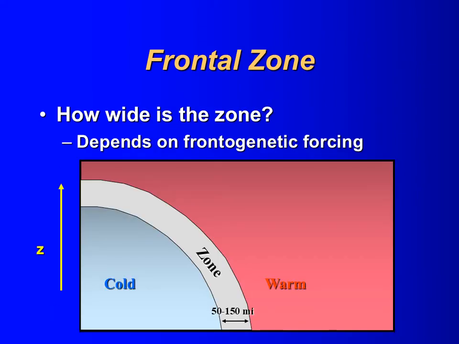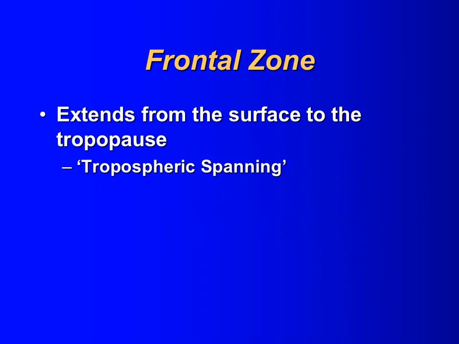How wide is the zone? Well, it depends upon what's forcing the zone, or forcing the front, what's making the front go. Some fronts have stronger forcing, and as a result, the zone is a lot narrower. If the frontogenetic forcing is weaker, then the zone may be wider. But on average, they range from 50 miles wide up to maybe 150 miles across.